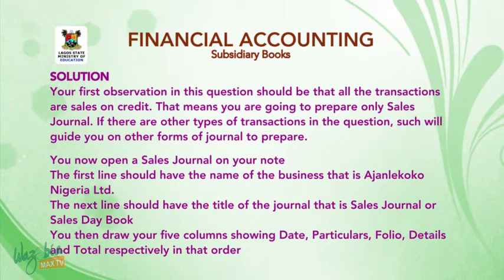On your note, the first line should have the name of the business, that is Ajanlekoko Nigeria Limited. The next line should have the title of the journal, that is sales journal or sales day book. You then draw your five columns showing date, particulars, folio, details, and total respectively in that order.